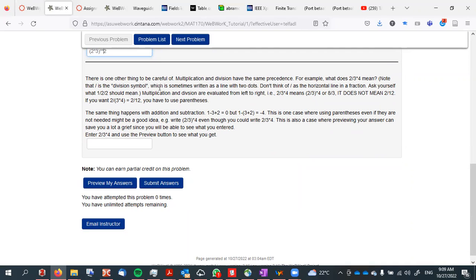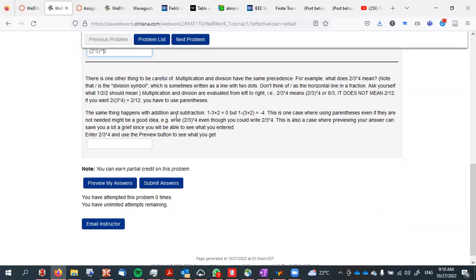So the division symbol, which is sometimes written as a line with 2 dots, you have it in your keyboard. Don't think of slash as a horizontal line in a fraction. Ask yourself, what is 1 over 2 over 2? Here, the division 1 over 2 first, and then over 2, which is 1/4. Multiplication and division are evaluated from left to right, as you read English from left to right. So the multiplication and division are evaluated according to reading of the expression.